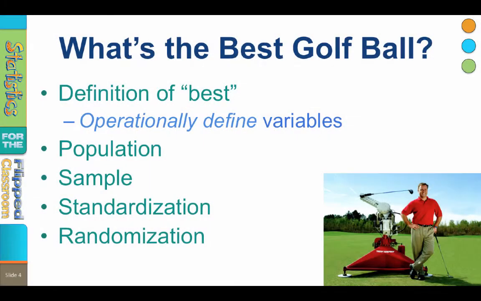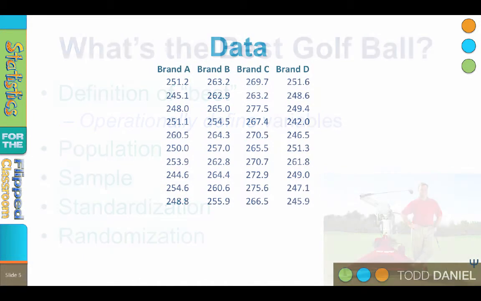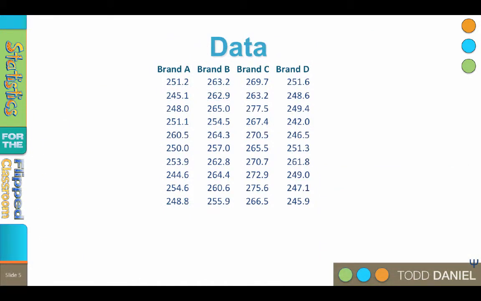So we have this big red machine, Iron Byron, drive 10 golf balls from each of our 4 manufacturers, and then we measure how far each golf ball flew. And here is what we get. So, what is the best golf ball?